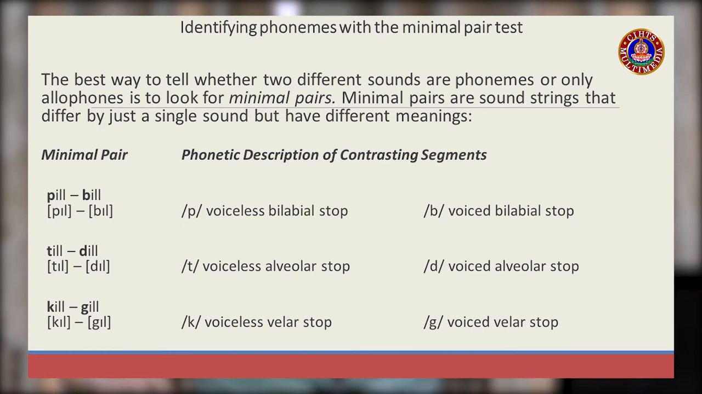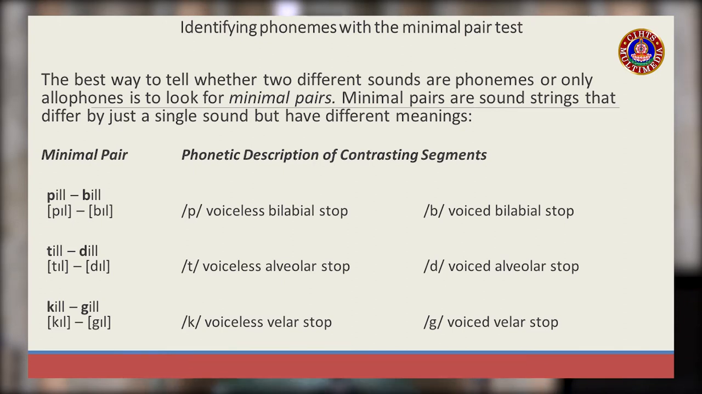As described here, you have a word like pill, and a word like bill. Phonetically speaking, they are p, i, l. Now p is voiceless, I hope you can recognize what that means. Voiceless, you understand. Bilabial, what does that mean? Bilabial, when both the lips are involved, and it's a stop. We did this a long time ago, 6 months ago, no, 16 minutes ago maybe.